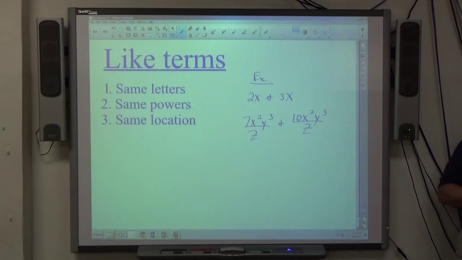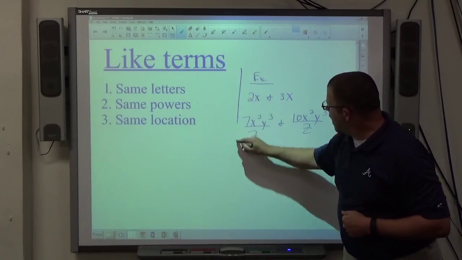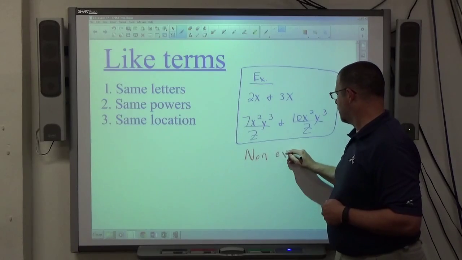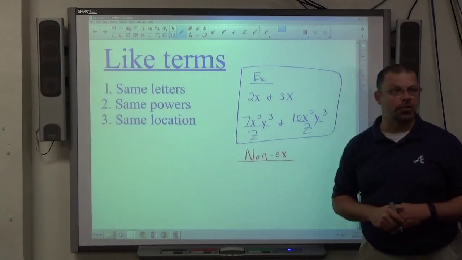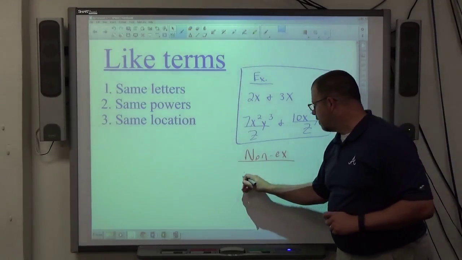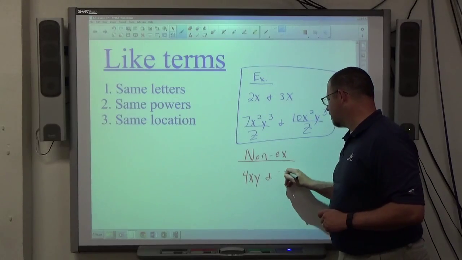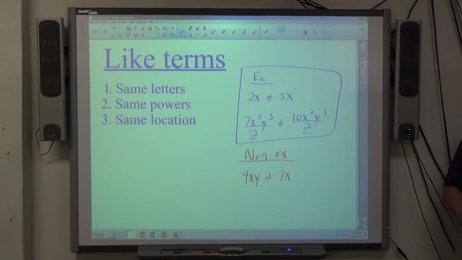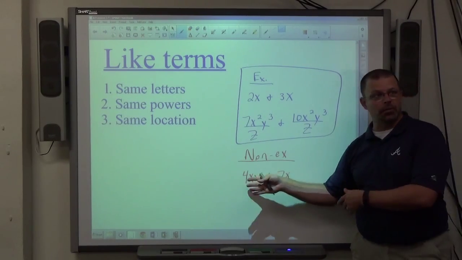Like terms are allowed to be added and subtracted legally. All right? Here's a non-example of like terms. So these are not like terms. 4xy and 7x. What's wrong with that? There's no y. So the same letters aren't there. They both have x, but this one has y, that doesn't.